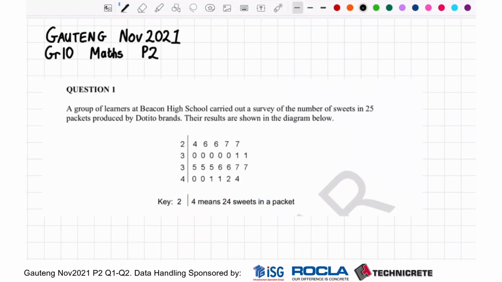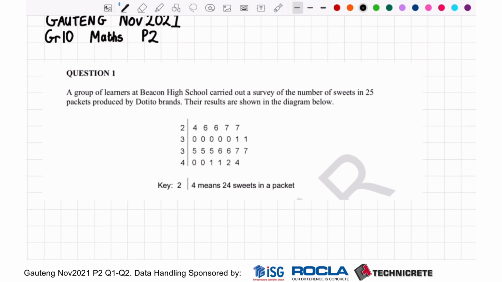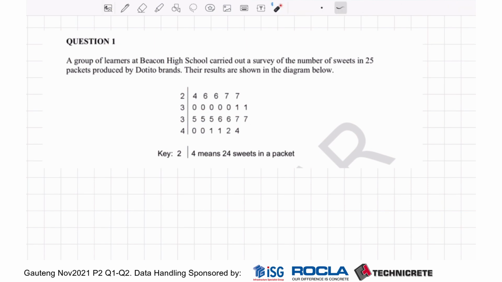Gauteng, November 2021, grade 10 maths paper 2. So this question 1 is about data handling, and we're given the stem and leaf plot of the number of sweets in 25 packets of sweets. And we're given the key that says when it's 2 and this line and then 4, it means that there are 24 sweets in a packet. So like this here means that there are 36 sweets in a packet.